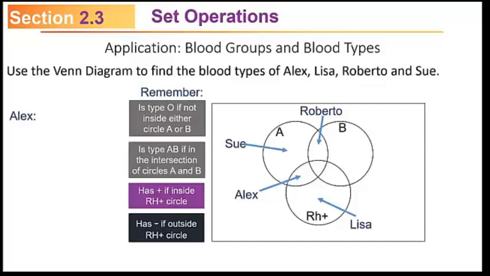So let's start off with Alex. Alex is inside of the A circle, and Alex is also inside the Rh positive circle. That means Alex is A positive. Lisa is not inside of either A or B, so Lisa must be an O. But Lisa is inside the Rh positive circle, so Lisa must be O positive.